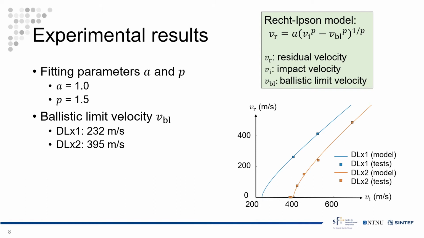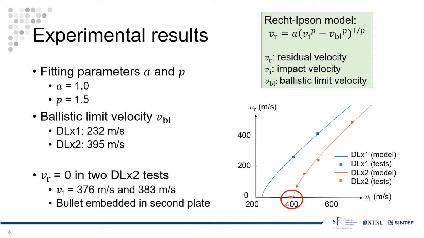This figure shows the ballistic limit curves for the 2 setups, and I've also included the results for the different tests. DL1 is shown in blue and DL2 in orange. We see that the Recht-Ipson model describes the relationship between the impact and the residual velocity pretty well. From this plot, we see that there are two DL2 tests where the residual velocity was 0, so the bullet was stopped in the second, or rearmost, plate.